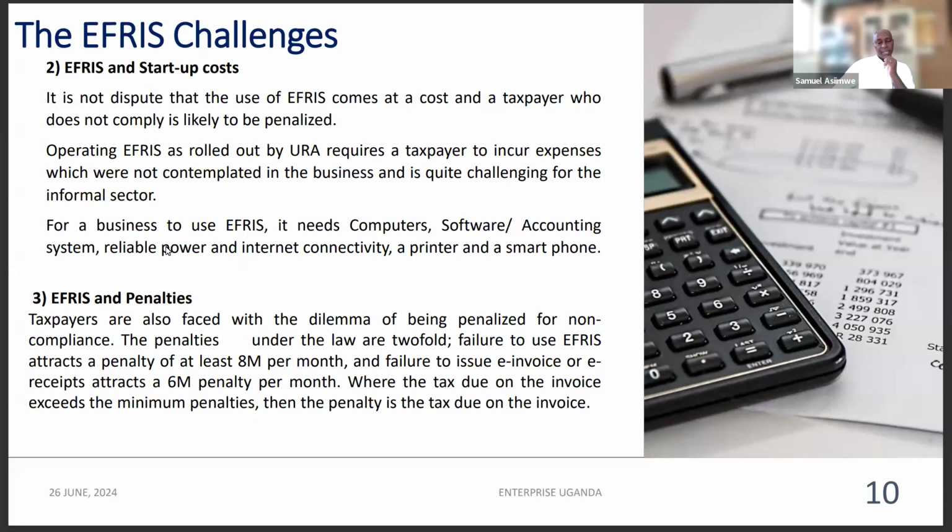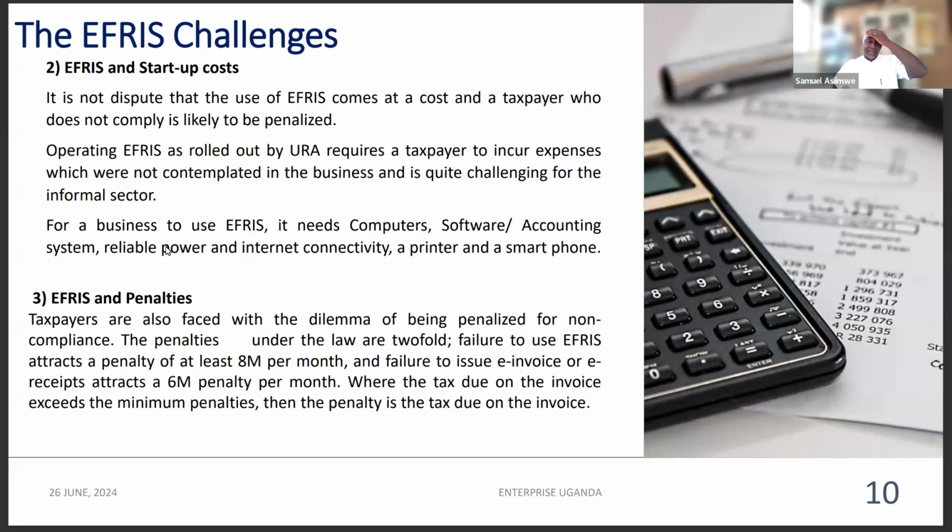Taxpayers are faced with a dilemma of being penalized for non-compliance. The penalties under the law are twofold. One, failure to use EFRIS attracts a penalty of at least 8 million per month. And the second one is failure to issue an e-invoice or an e-receipt, which attracts a penalty of 6 million per month.